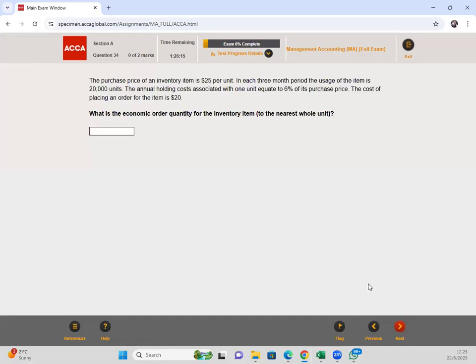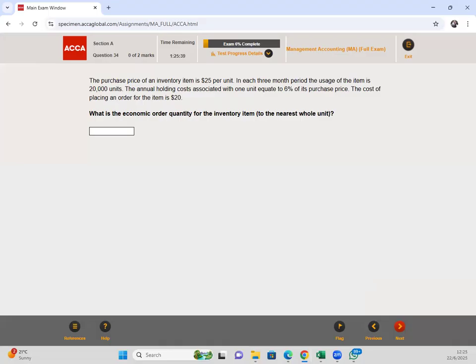Now let's move on. The purchase price of an inventory item is 25 per unit. In each 3 month period, the usage of the item is 20,000 units. The annual holding cost associated with 1 unit is 6% of the purchase price. The cost of placing the order is 20. Then the question is, what is the economic order quantity?